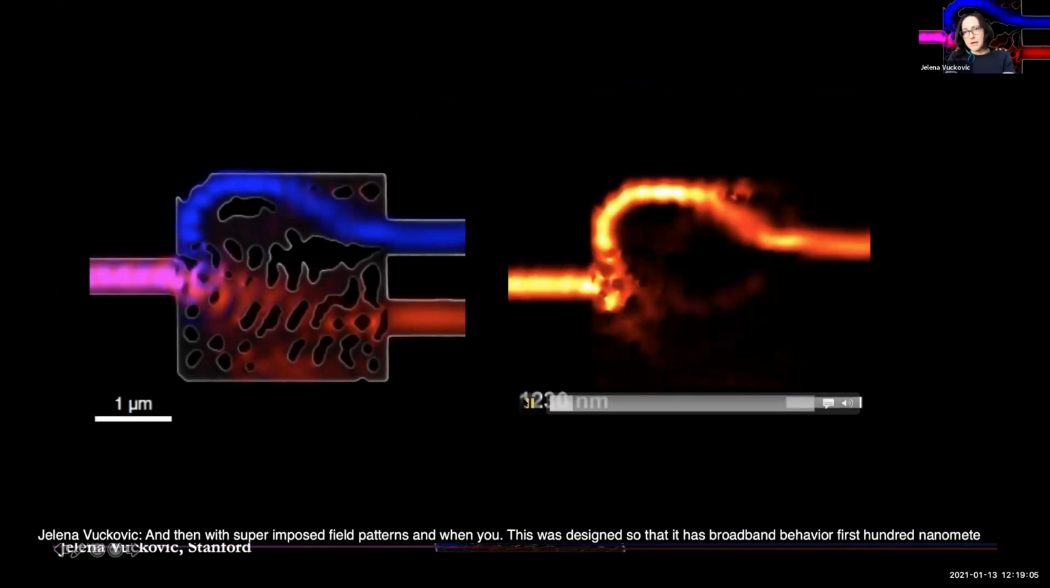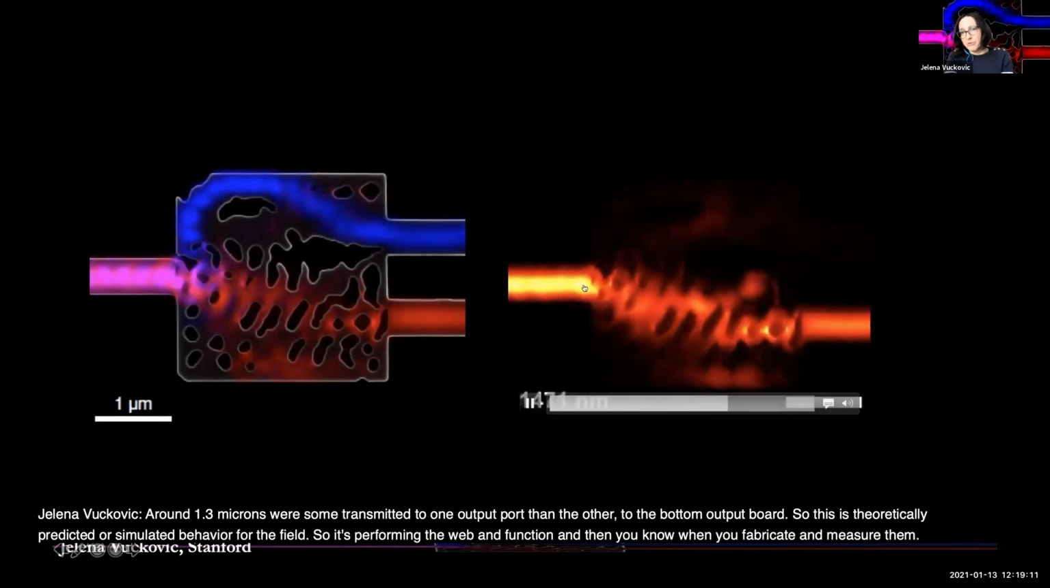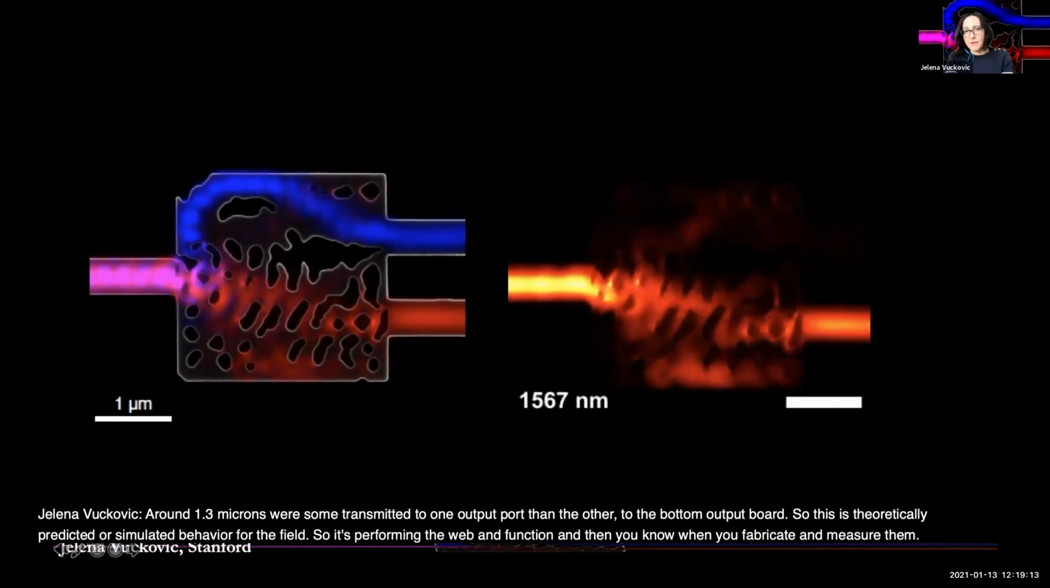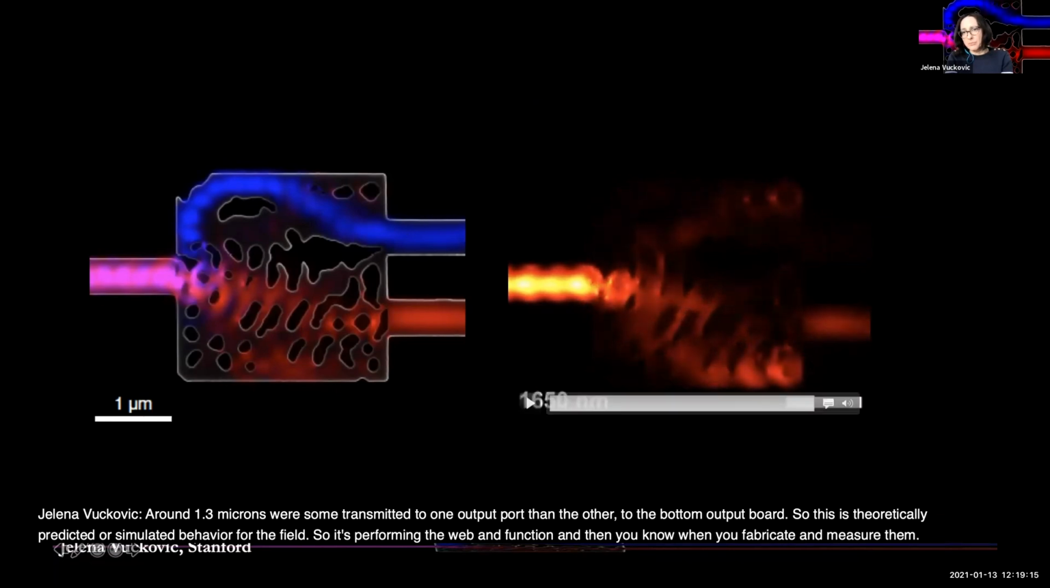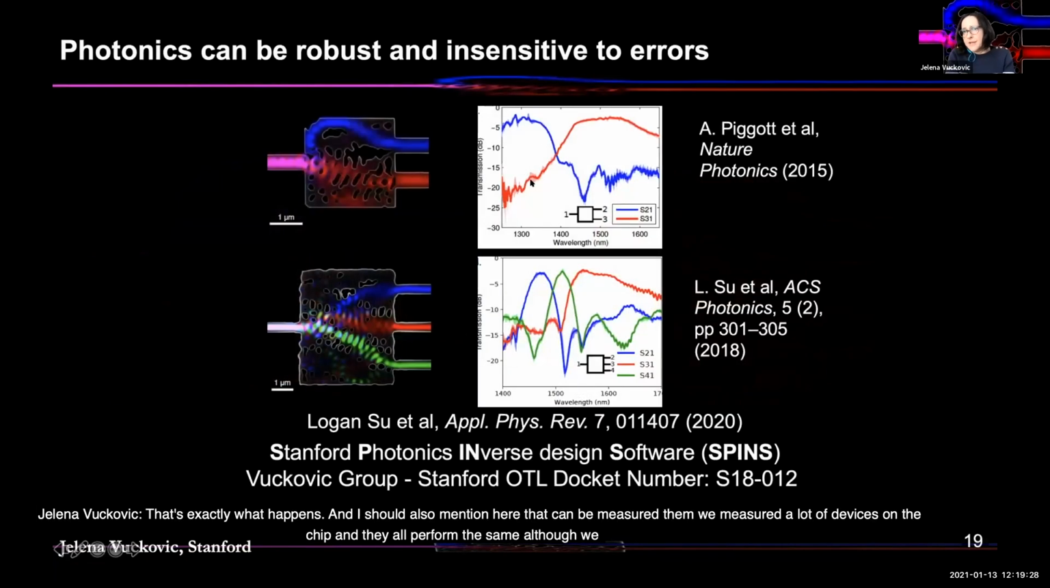This was designed so that it has broadband behavior. The first 100 nanometers around 1.3 microns were transmitted to one output port, then the other into the bottom output port. So this is the theoretically predicted or simulated behavior for the field. So it's performing the WDM function. And then, when you fabricate and measure them, that's exactly what happens.